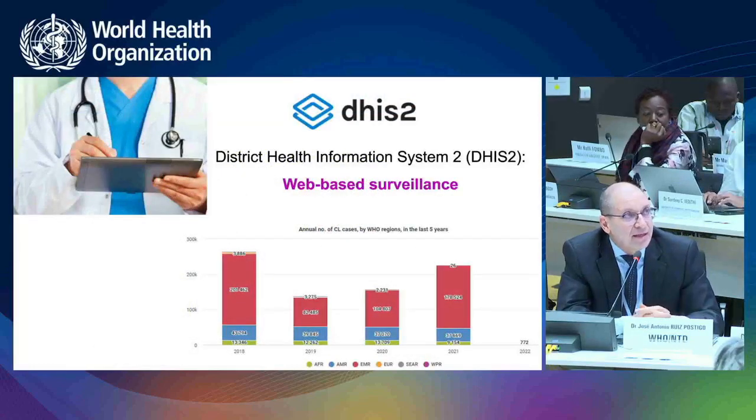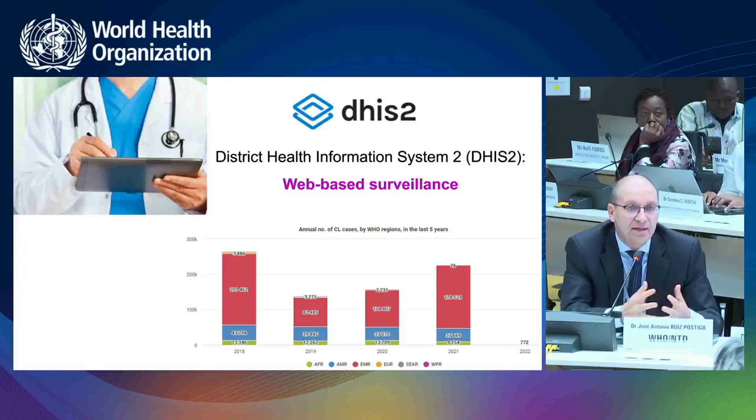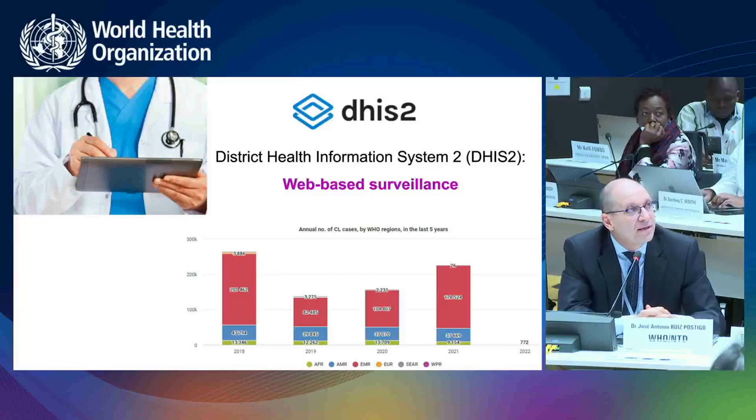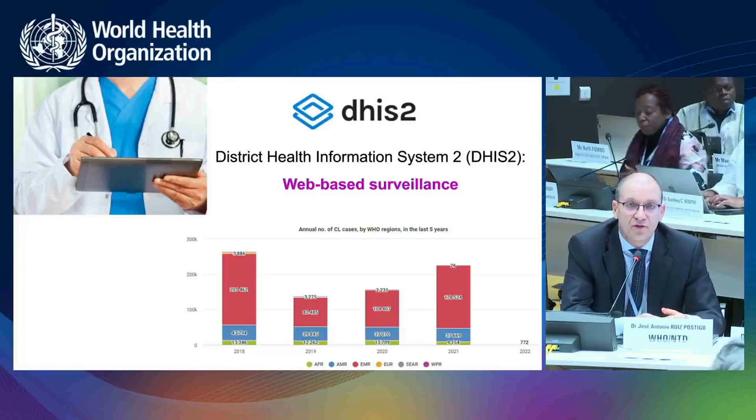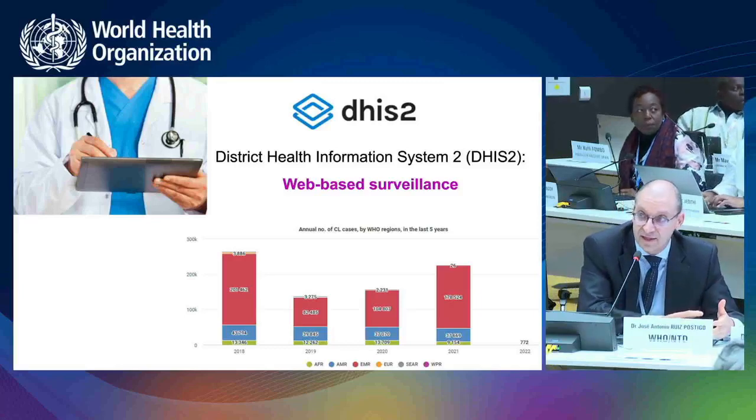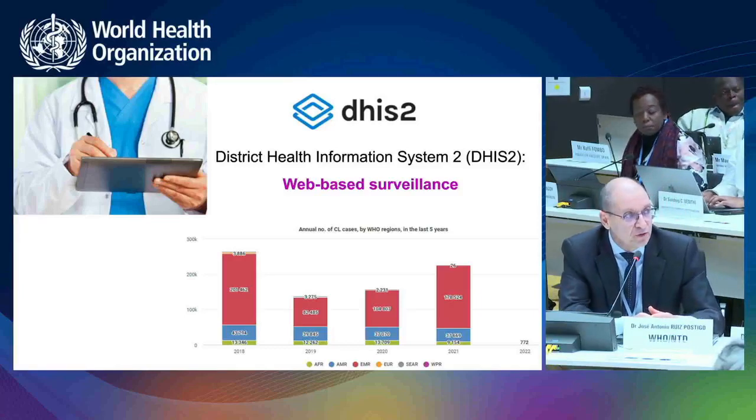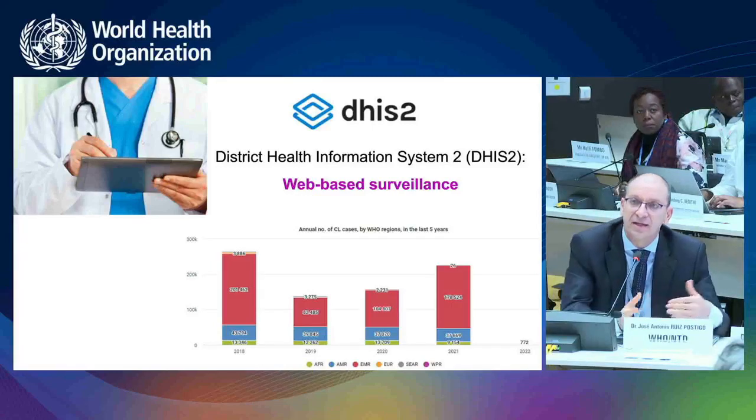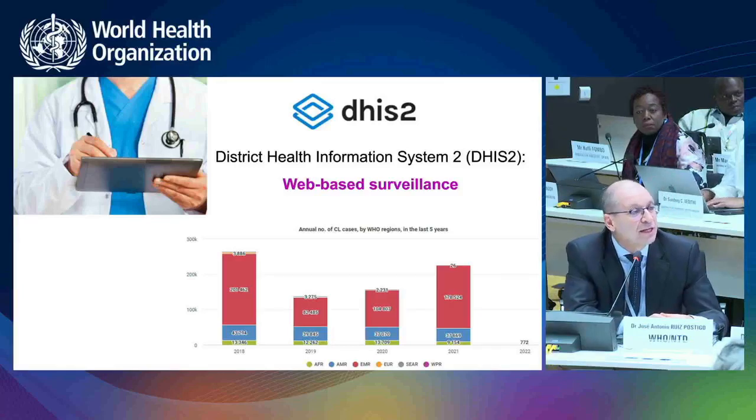And the last thing I wanted to talk about is this system that we have, the DHIS2 web-based surveillance system, which is the system that we use in WHO to collect data on several diseases. It's not the only one. It's also used in many countries in Africa for national surveillance, but that doesn't mean that countries must use that one. Next one, please.